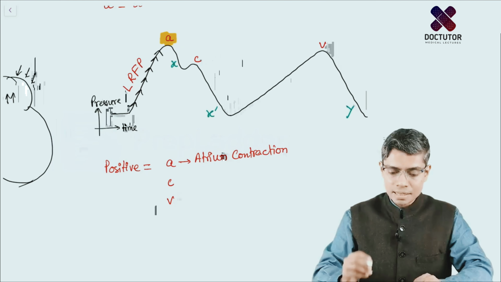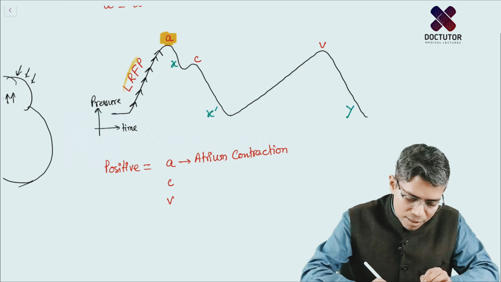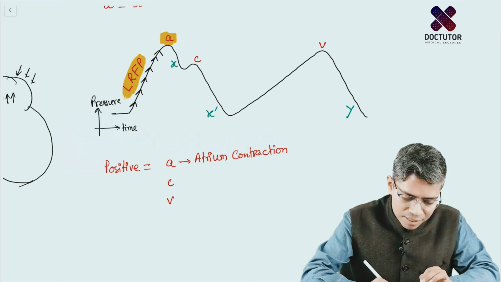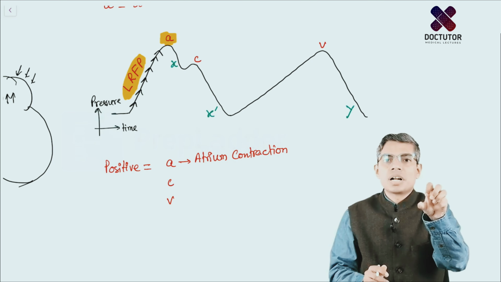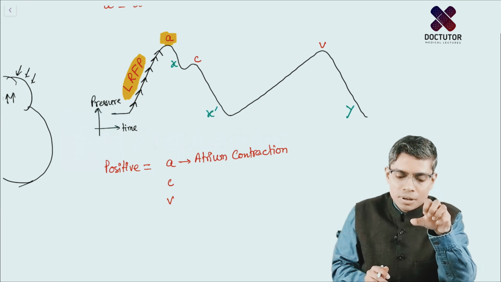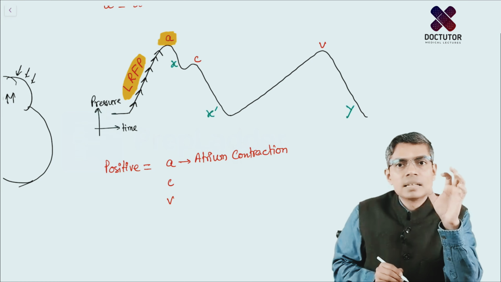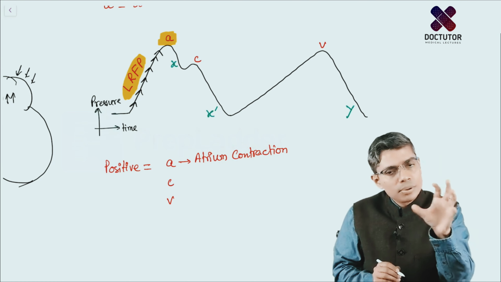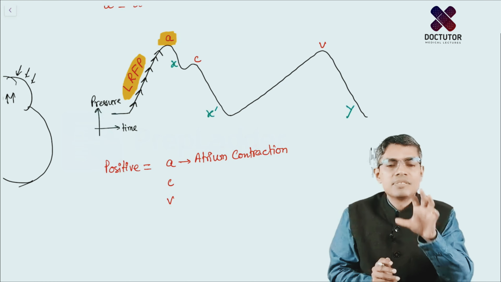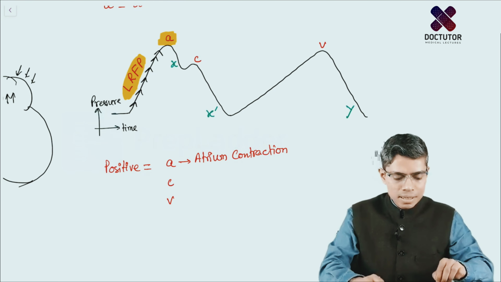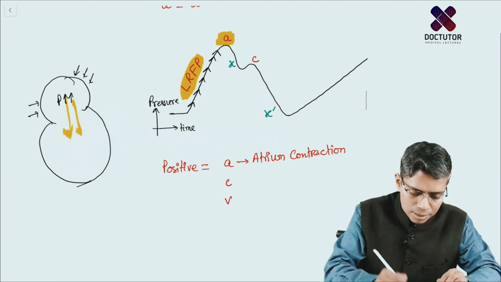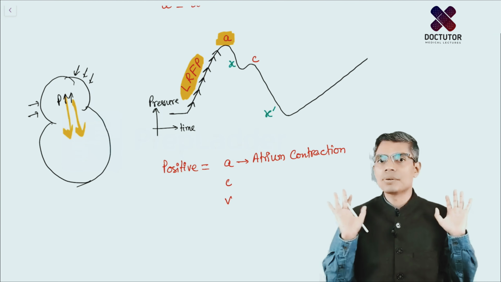Am I clear? This is very, very important, because nowadays they will give questions combining this thing. So the last rapid filling phase corresponds with atrium contraction. Whenever there is atrium contraction, atrium pressure is rising, which you get at the level of the A wave. And if you look at the ventricle, the last rapid filling phase is going on in the ventricle, meaning the blood will reach the ventricle during this A wave.